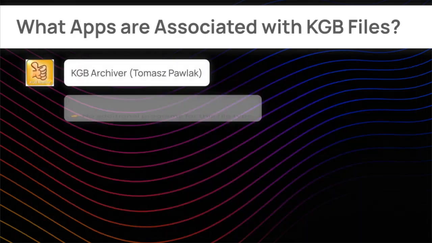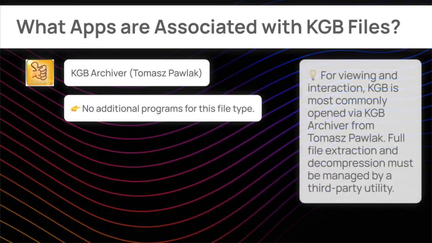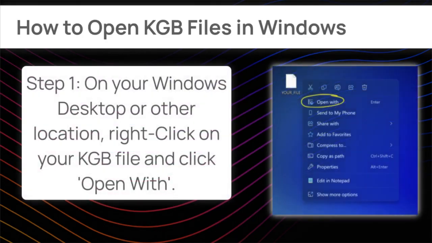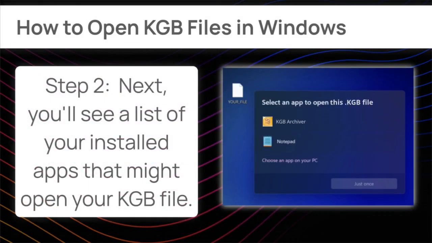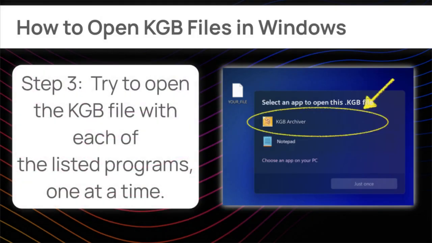We suggest testing the KGB file first with the utility, KGB Archiver from Tomasz Pawlak. Full file extraction and decompression must be managed by a third-party utility. Windows handles basic formats, but often lacks support for specialized archives, requiring dedicated utilities. Your key action: right-click the KGB file and select Open With. If KGB Archiver is installed, use it. If not, choose another program. Continue testing until the KGB file opens successfully.